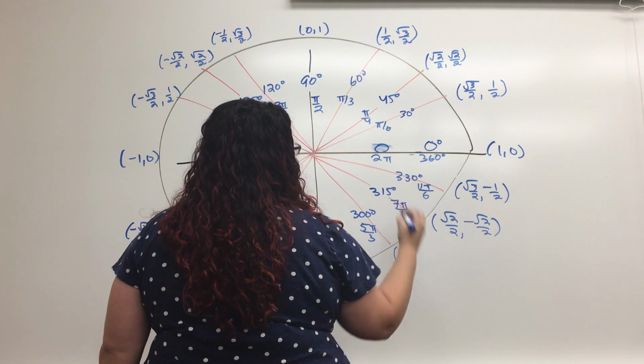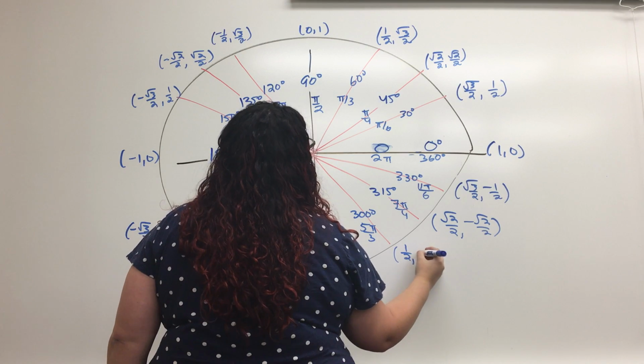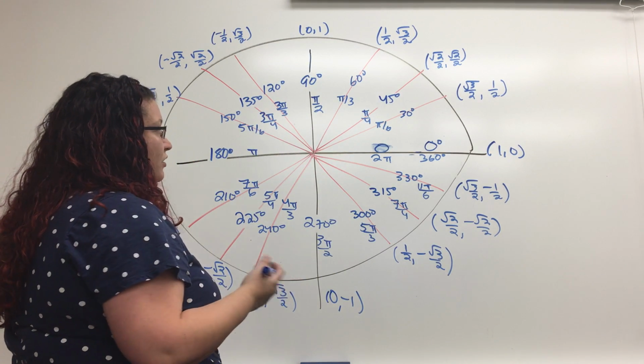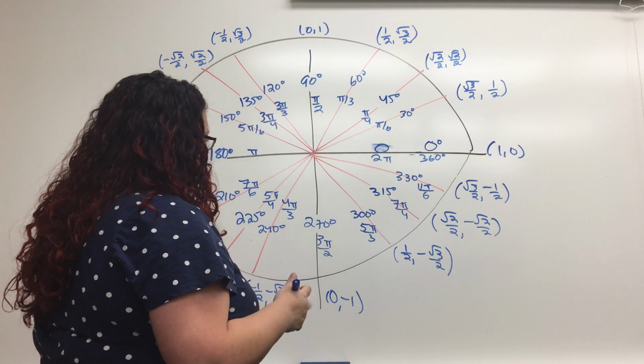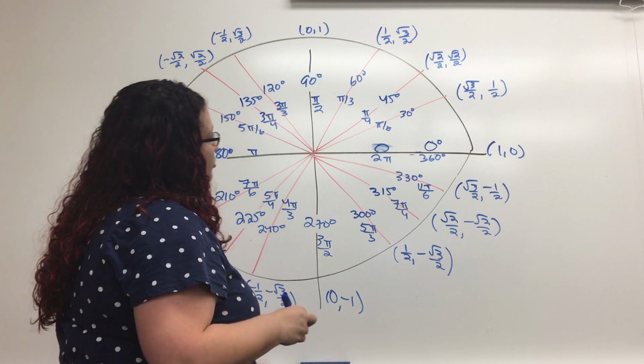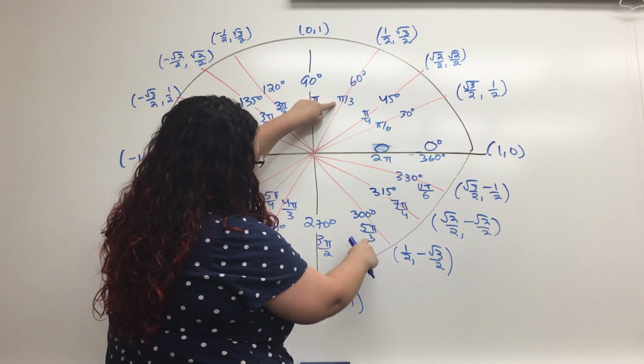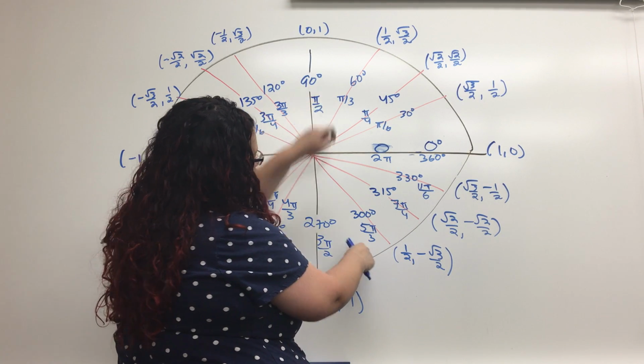So in addition to these patterns that appeared when I mirrored the quadrants, they also show up in the degree and the radian measures. If you notice the radian measures, the pi over 6 is always mirrored into a pi over 6. The pi over 3 always mirrored into a pi over 3.